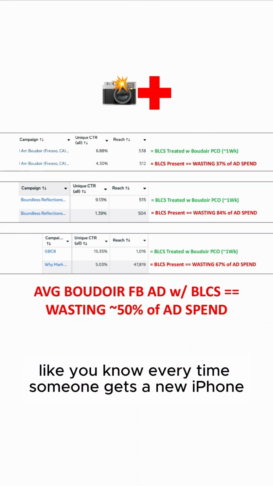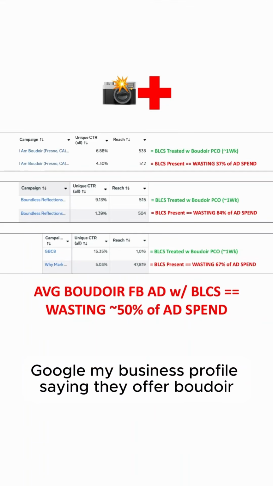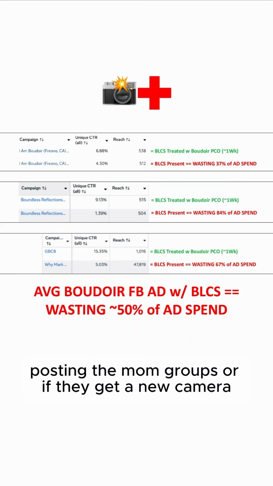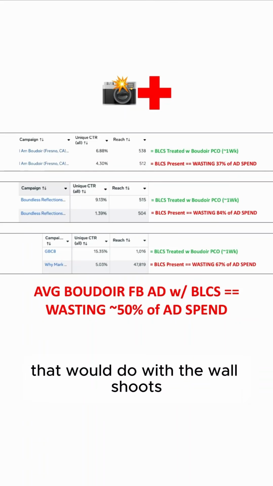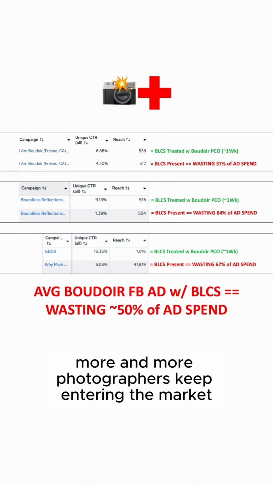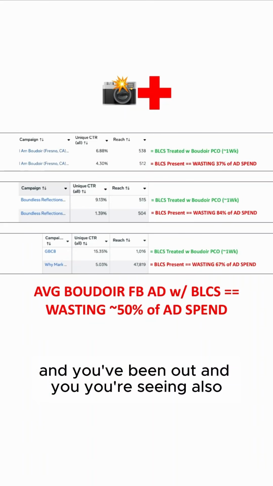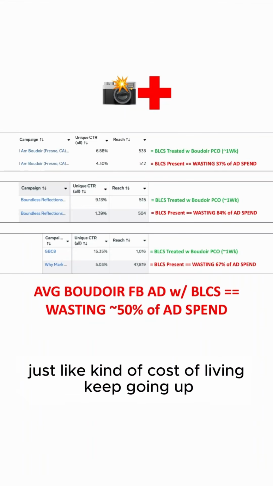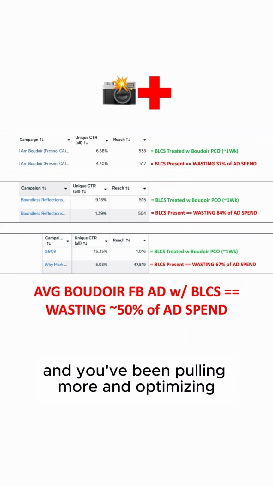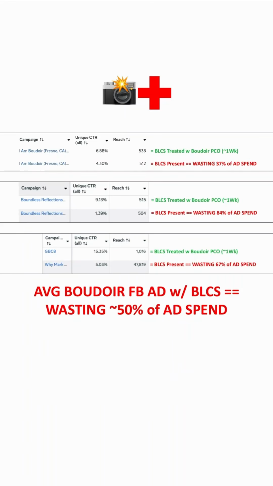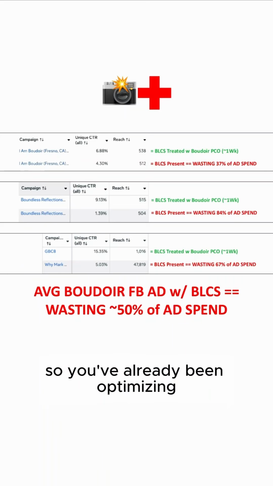Like, every time someone gets a new iPhone, they're throwing up a Google My Business profile saying they offer Boudoir, or they're posting in the mom groups, or if they get a new camera, they're posting in the mom groups saying they now do Boudoir shoots. So more and more photographers keep entering the saturated market. And you're also seeing inflation, the cost of living, keep going up, going up, going up. And you've been optimizing and pulling more profit out of your business in other areas already.